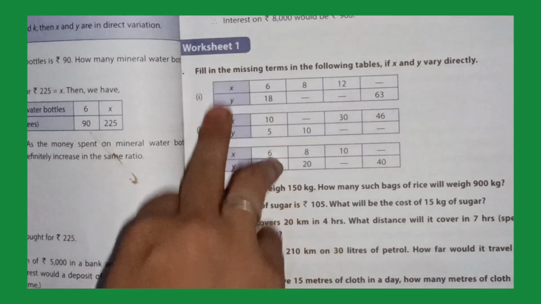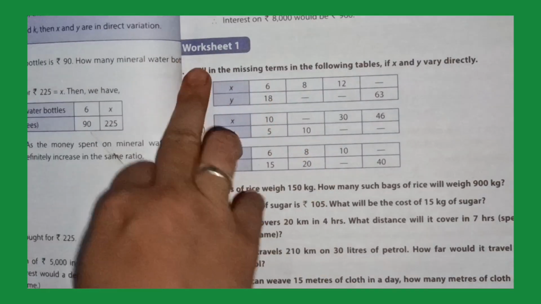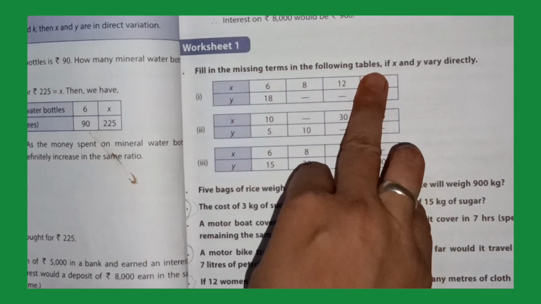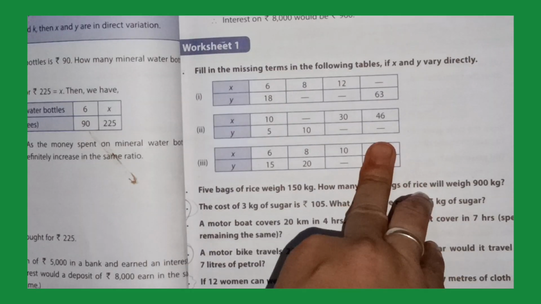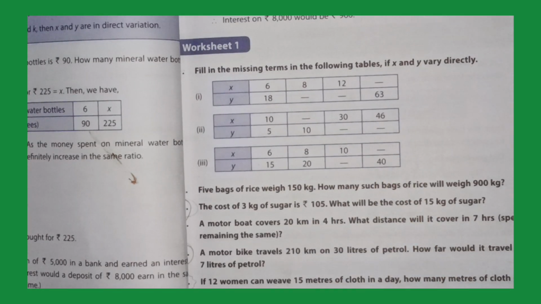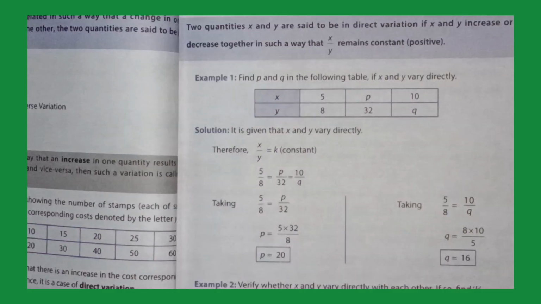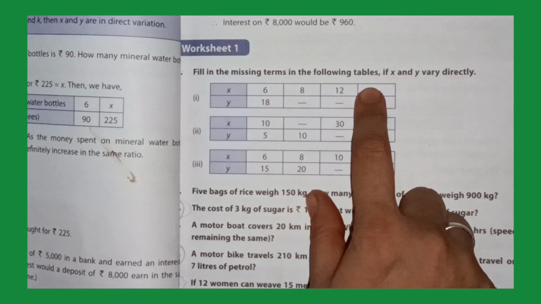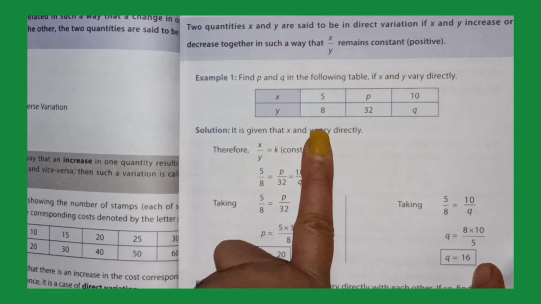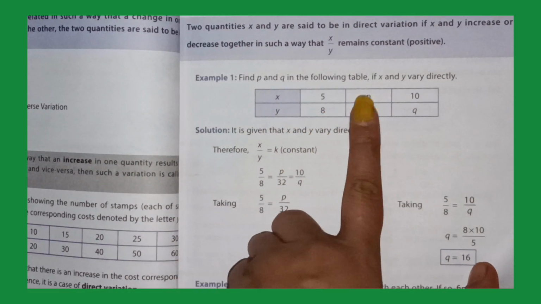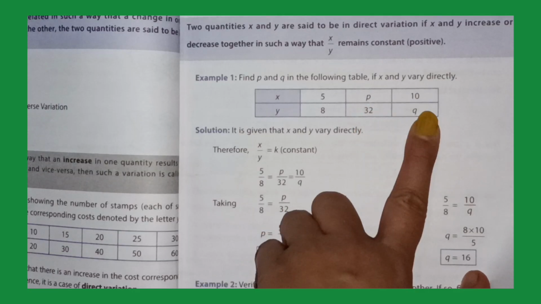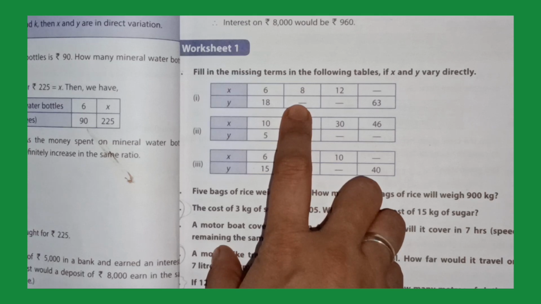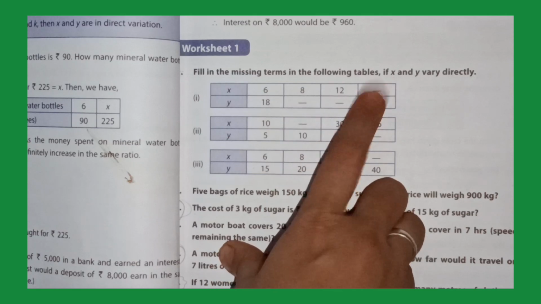Here this is our worksheet 1. Find question number 1, first part. Fill in the missing terms in the following tables if x and y vary directly. It means we have to do this question by direct variation. This is a blank, this is a blank, here is also a blank. From the example, we can write the first blank as P, the second blank as Q and R is our third one.